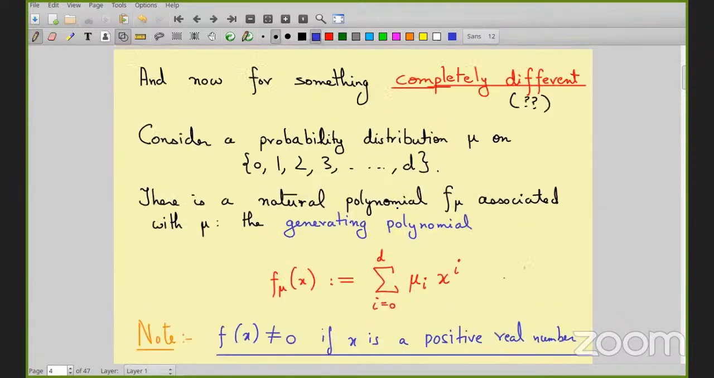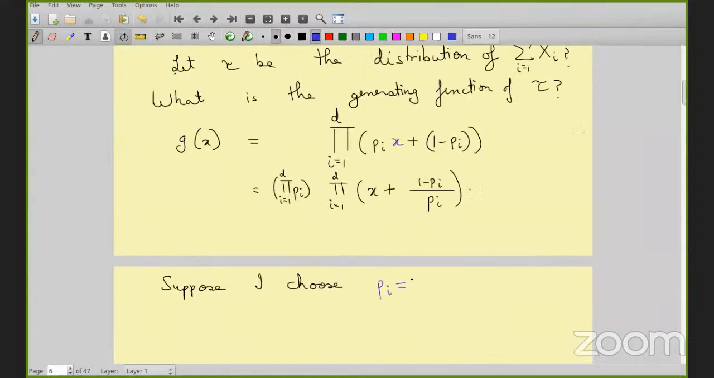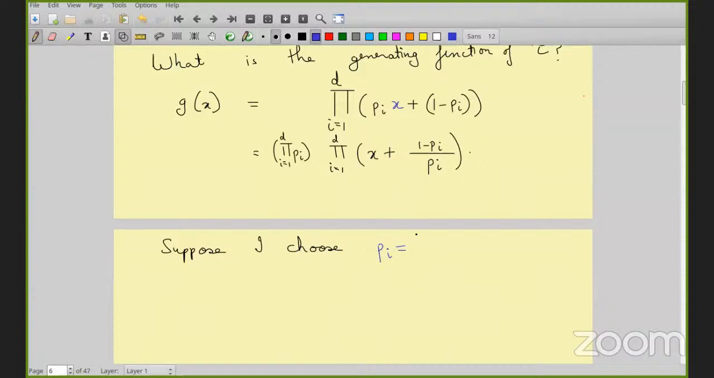So it's much simpler. The generating function of a probability distribution on 0 to d is just defined like this. I put as the coefficient of x to the i the probability that the distribution is i. That's it. So it's the combinatorial generating function. Okay, suppose I choose p_i to be 1 over 1 plus s_i.